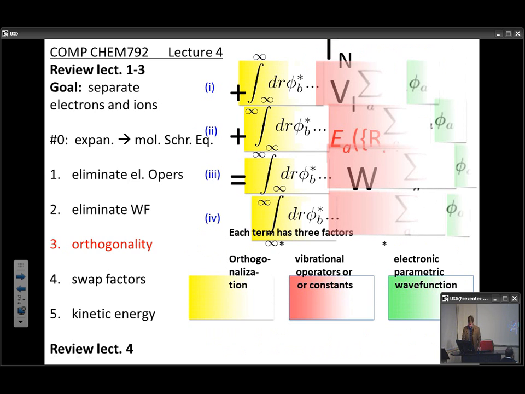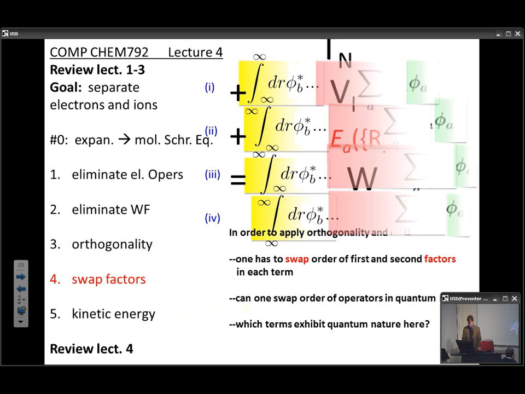Here is the same thing in an ugly way: functions, operators, and integration. And the only important term, where the integration is difficult to perform, is term number 1.